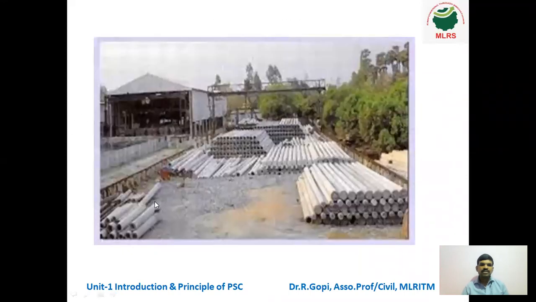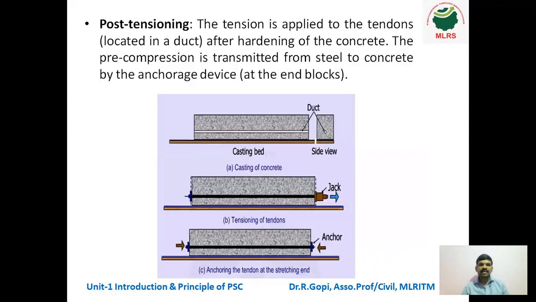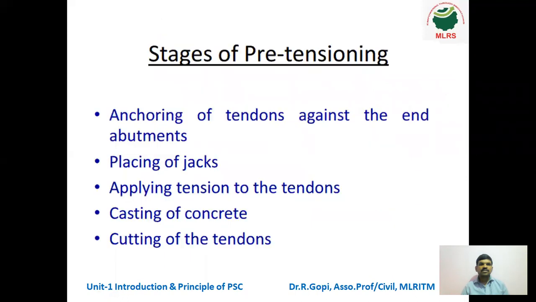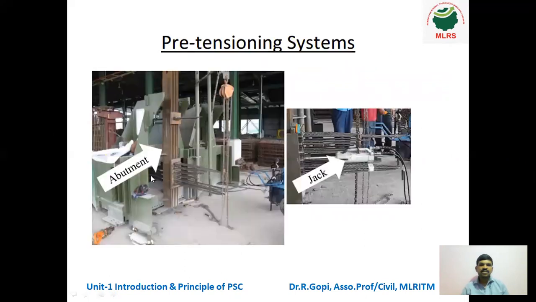In this picture, the electric poles are clearly shown. These are all very small members, so this type of member is constructed using the pre-tensioning technique. What are the stages of pre-tensioning? The first one is anchoring of tendons against the end abutments. You can see here, this is the pre-stressing plant, and these are the end abutments.